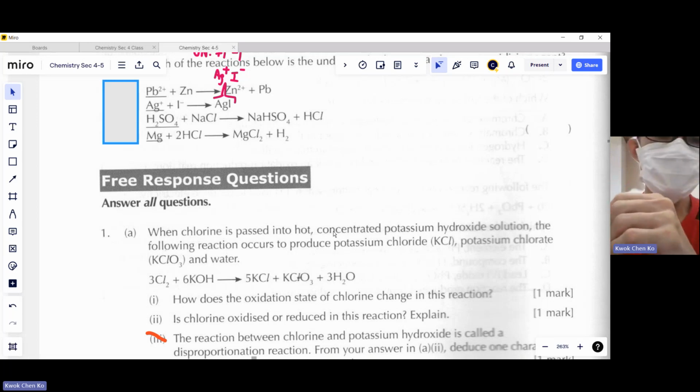From 0 to +5 in the case of ClO3. So it's in KClO3, 5 KCl. Wait, let me write the KCl first. This is the ON from 0 to +1. KCl.